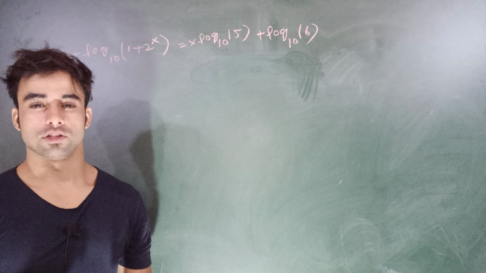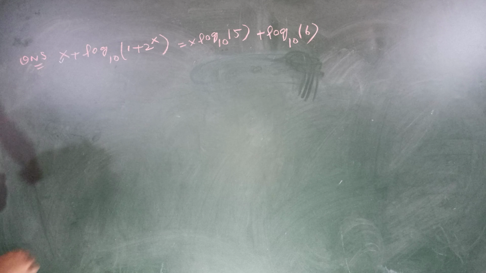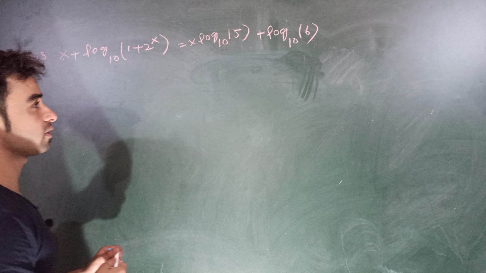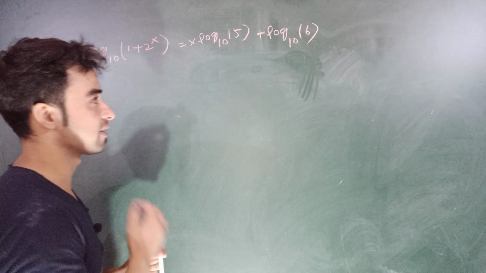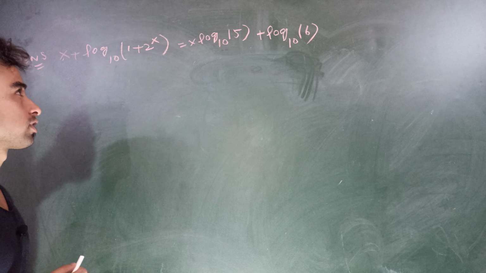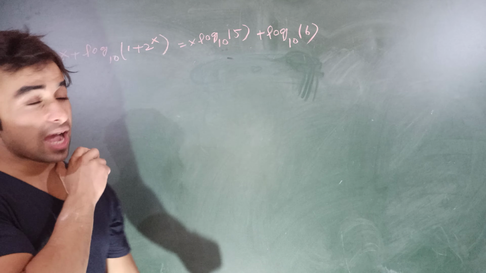Now, this problem looks a bit hairier. It says x plus log base 10 of (1 plus 2 to the power of x) is equal to x log base 10 of 5 plus log base 10 of 6. Now the tip that I will give you to solve this kind of problem: as we can see, we have log base 10 everywhere, so I'll try to write this x in terms of log base 10.